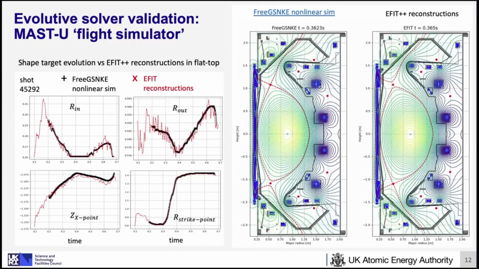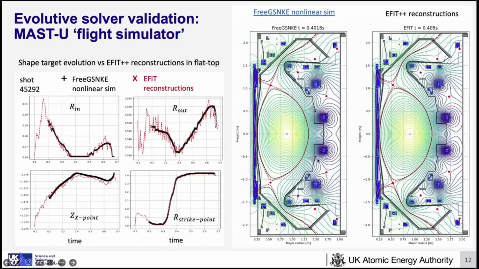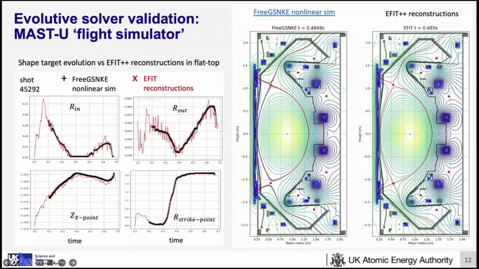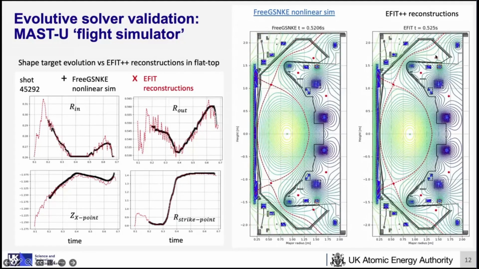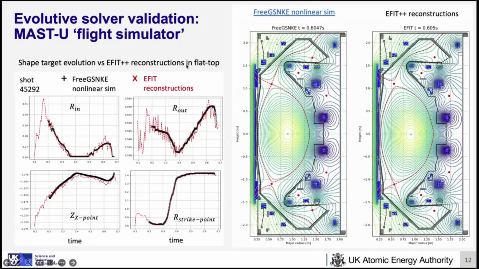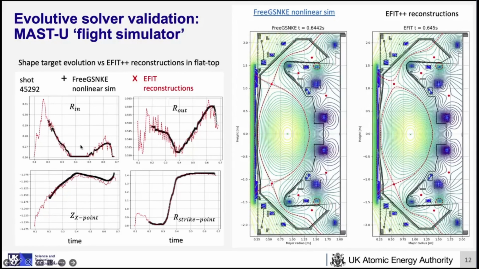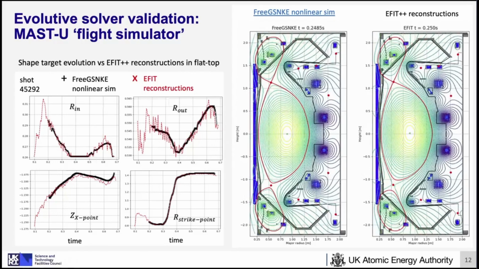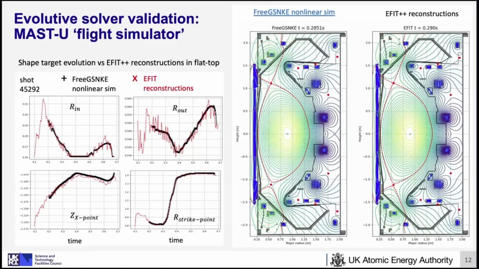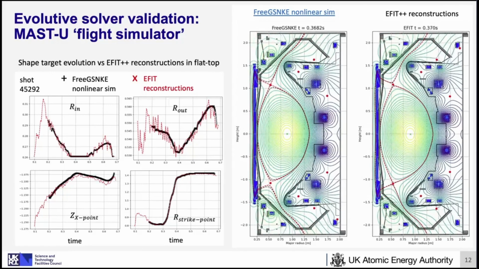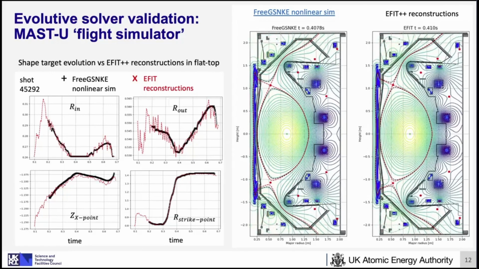And as you can see here, what I'm showing is essentially the FREEGSNKE simulation on the left compared to the sequence of EFIT reconstructions on the right, and just a few panels that show the evolution of the standard shape targets that are used for shape control, as reconstructed by EFIT and as realized in the FREEGSNKE simulation.